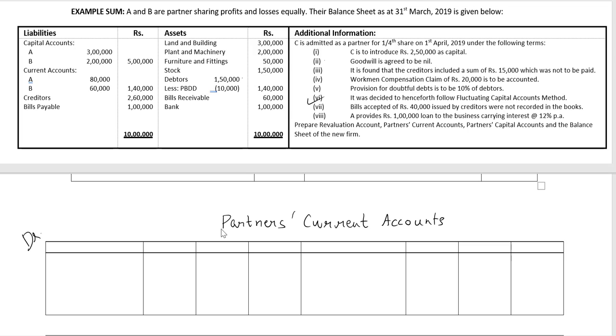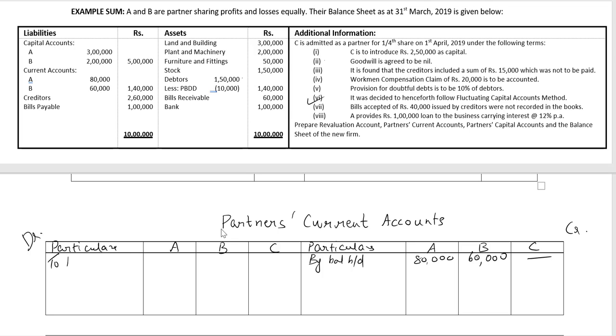Left side debit side, right side credit side. Particulars: partner A, partner B, partner C. Particulars: partner A, partner B and partner C. We'll begin by bringing down the balance of the current accounts. By balance brought down 80,000 rupees in the case of A and 60,000 rupees in the case of B. C does not have any balance. We can avoid the column for C altogether if desired.